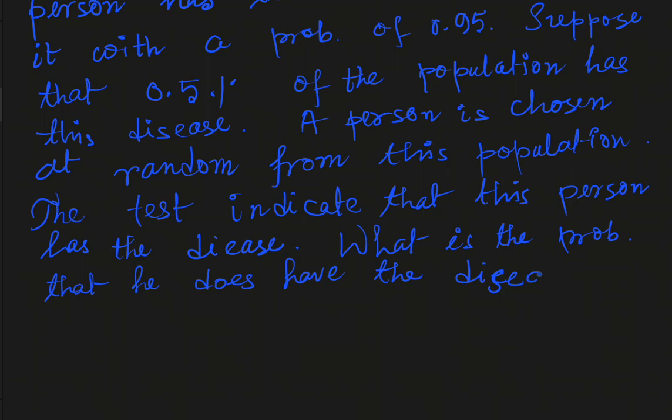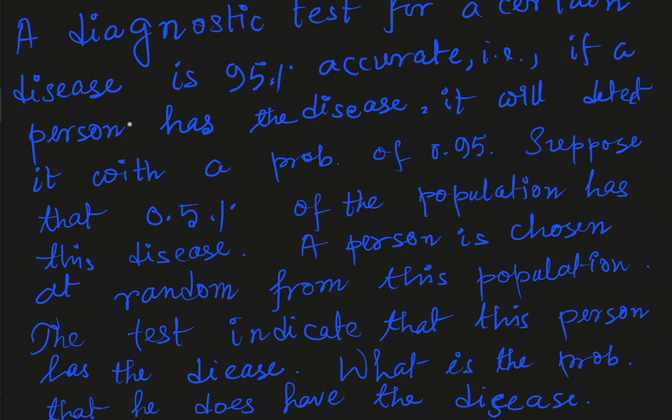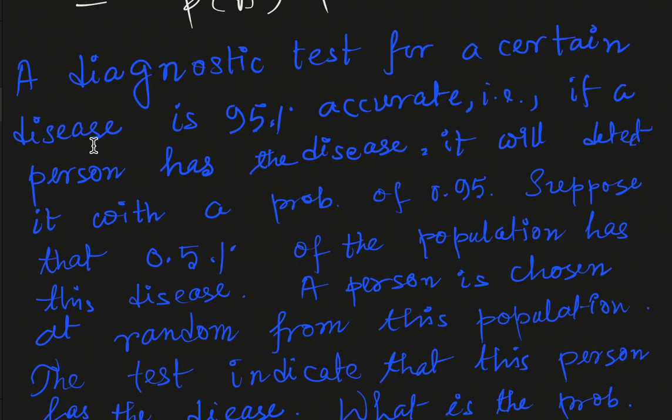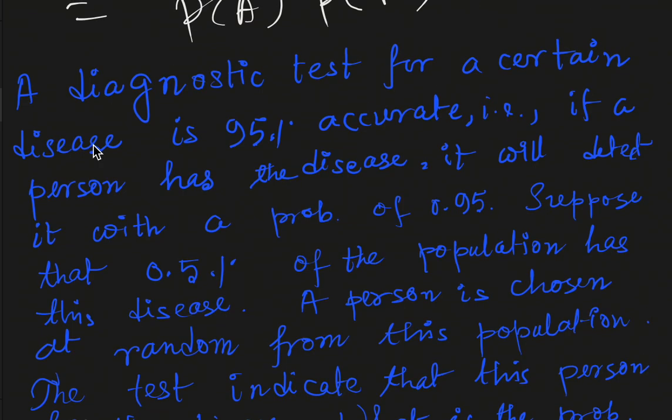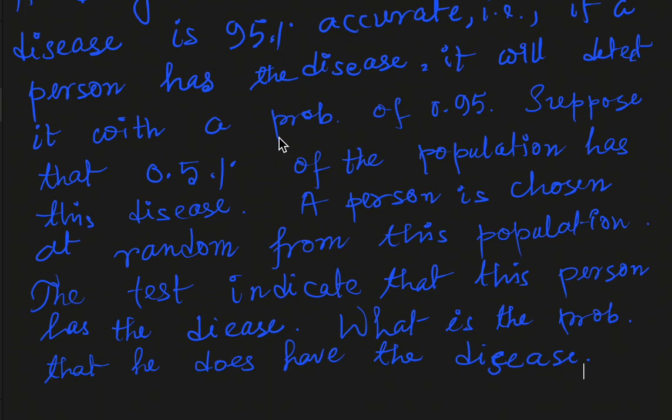So this is a very interesting problem, and I think the results will surprise you, because let me calculate it. A diagnostic test for a certain disease is 95% accurate. So suppose the test is accurate 95%. If you do the test, what is the probability that it will be correct? That is 95%, probability 0.95.